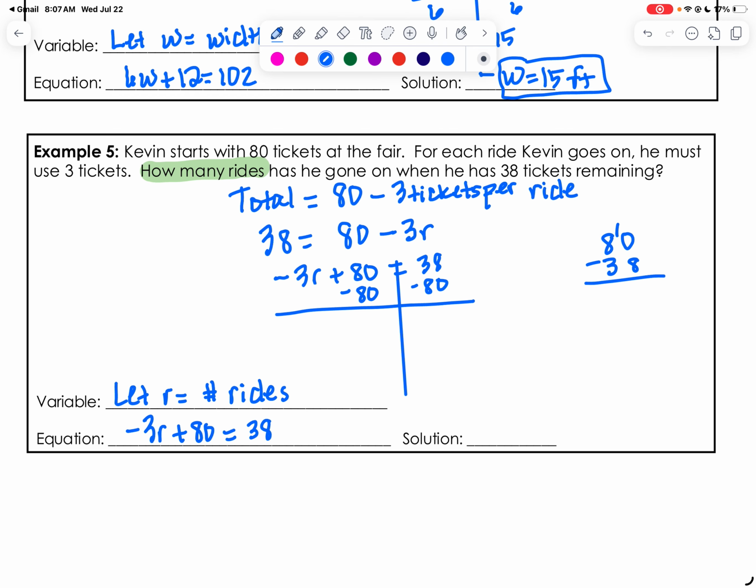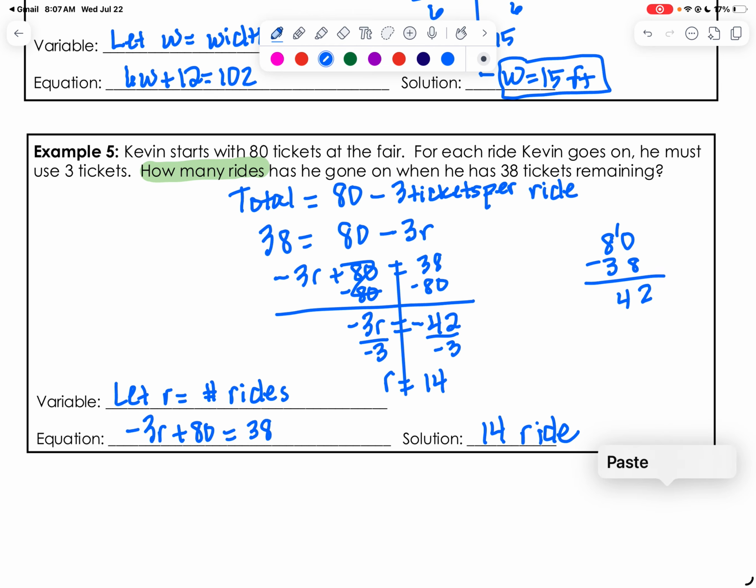So 10 minus 8 is 2. 7 minus 3 is 4. So this would be negative 42. This zeroes out, and I have negative 3r. So I'm going to divide both sides by negative 3. And I know a negative divided by a negative is a positive. And 3 will go into 42 14 times. So he can go on 14 rides.